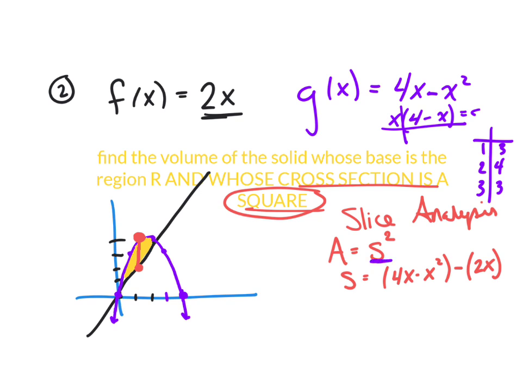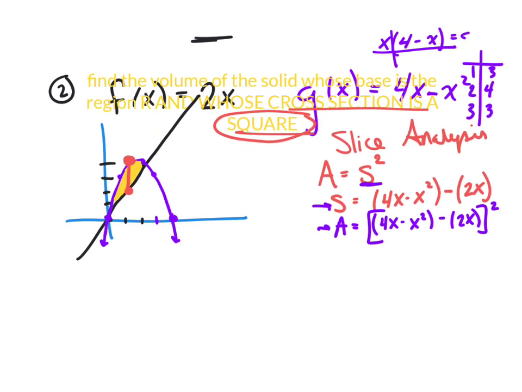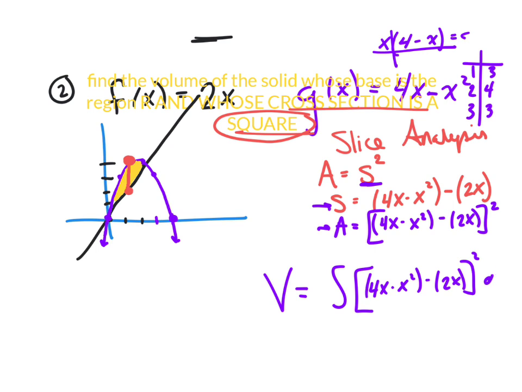And now that's the only variable in the function, so I can write out my area as, big bracket for the quantity 4x minus x squared minus the quantity 2x, and it's all of that squared. So I took my side and I'm just plugging it into the area formula. And lastly, I just need to find the volume, and like I said, volume is pretty simple. Volume is just the integral of area. So my volume formula is going to be the integral from, I'll get my bounds in a moment, of whatever I wrote for area, with my dx on there.